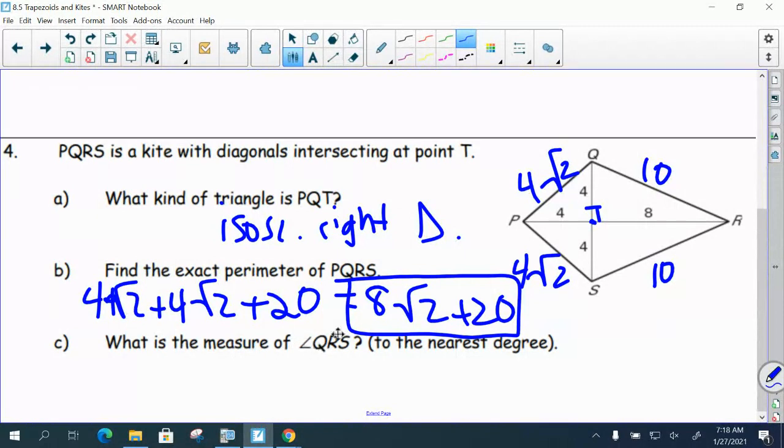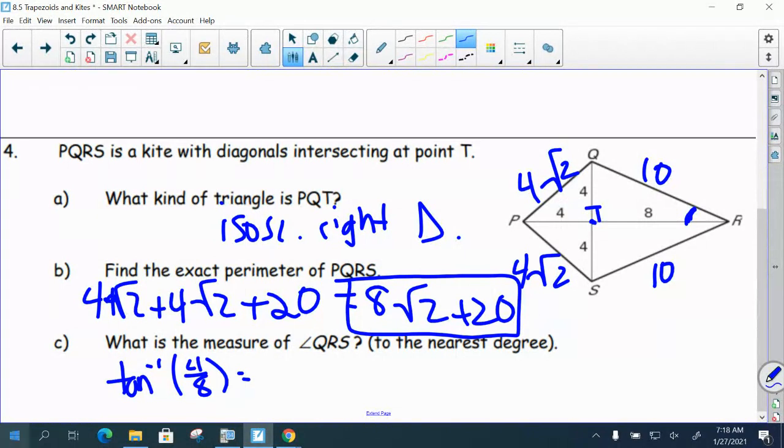And then the measure of angle QRS, this angle here. So this is an important question. I believe there's a question like this on your test. So what you want to do is first figure out this angle by using a trig ratio, and I would use the tangent because you've got opposite and adjacent. So I'm going to say the tangent, well, the tangent inverse, because we're finding the angle, of 4 over 8.